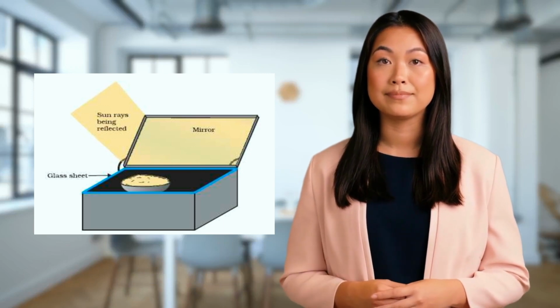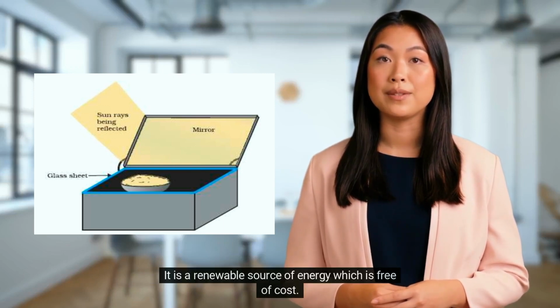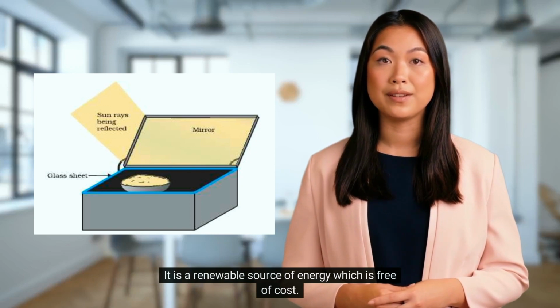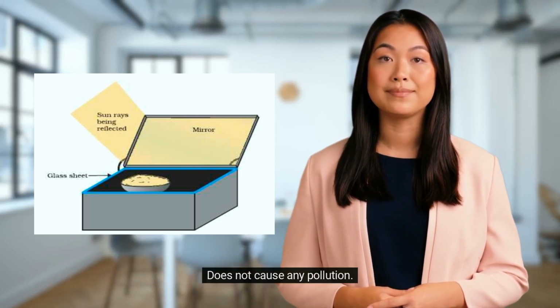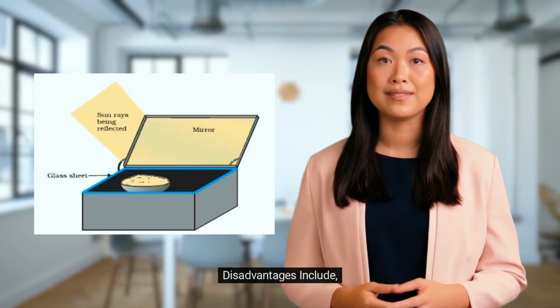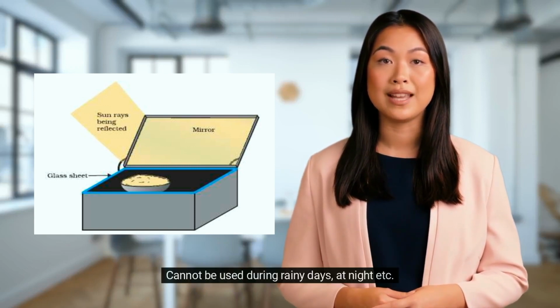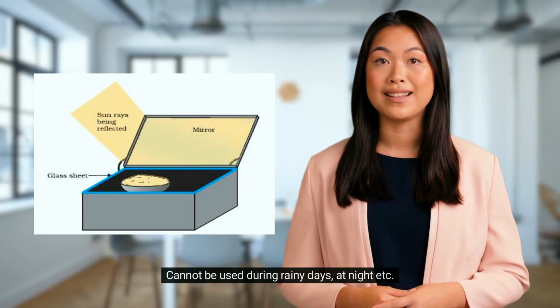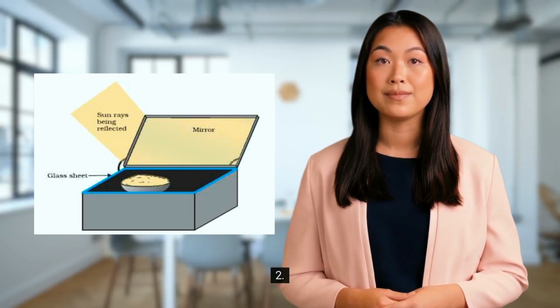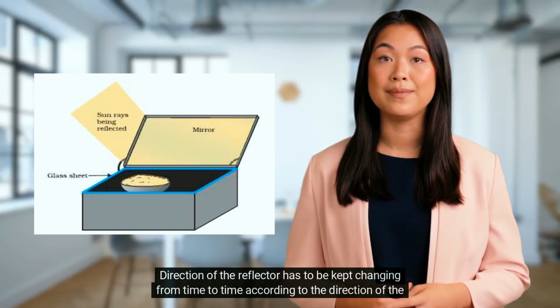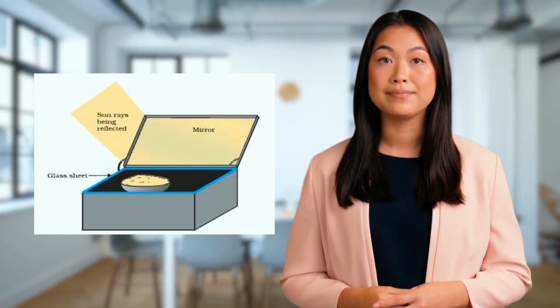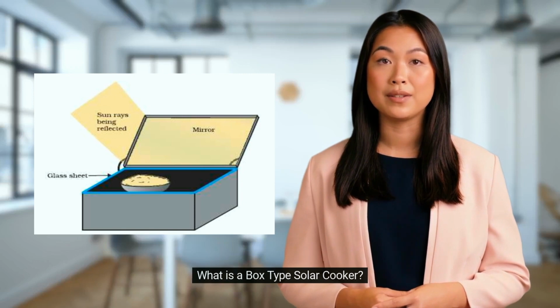Advantages include: 1. It is a renewable source of energy which is free of cost. 2. Does not cause any pollution. Disadvantages include: 1. Cannot be used during rainy days, at night, etc. 2. Direction of the reflector has to be kept changing from time to time according to the direction of the sun. What is a box-type solar cooker?